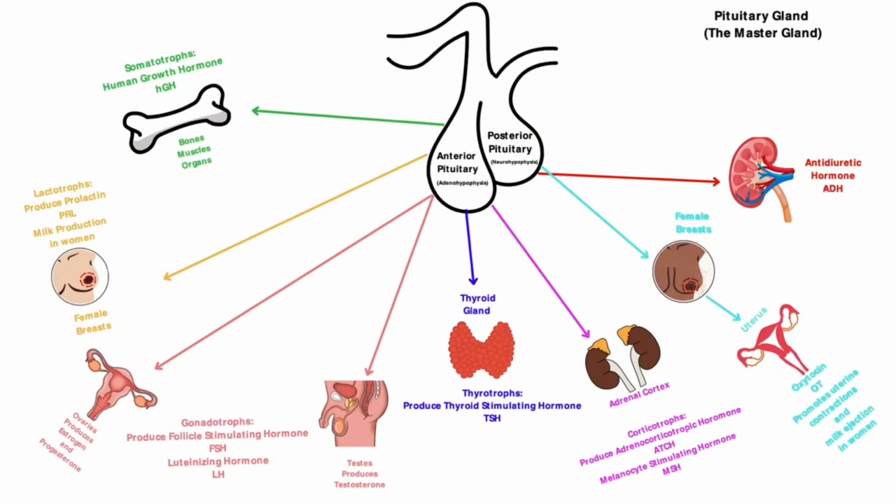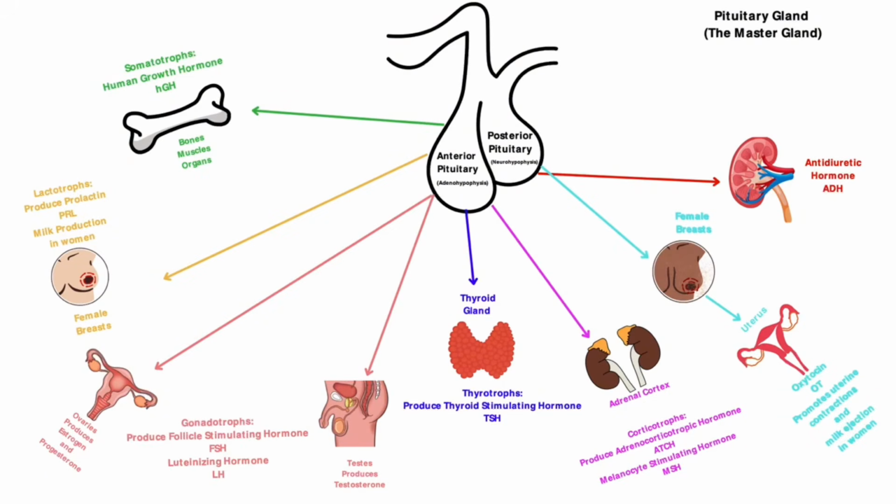Next we have the posterior pituitary, and it produces oxytocin, which produces uterine contractions and milk ejection in women. Now let me bring it back. So the anterior pituitary produces lactotropes, which produce prolactin, which is milk production. However, the posterior pituitary produces oxytocin, OT, which does something a little bit similar, but this is for milk ejection. That's the difference from milk production. So I just have to point that out there. So that is in women, of course.